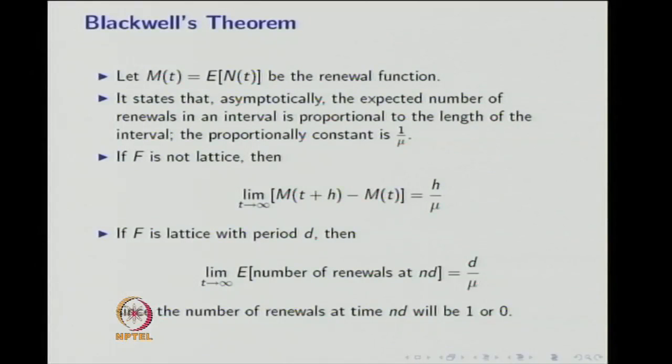If F is a lattice distribution with period d, then the limit as t tends to infinity of the expected number of renewals at nd will be d divided by mu, because the probability of a renewal at nd will be d by mu, and the number of renewals will be either 1 or 0. Therefore, the limit as t tends to infinity of the expected number of renewals at nd is d by mu.